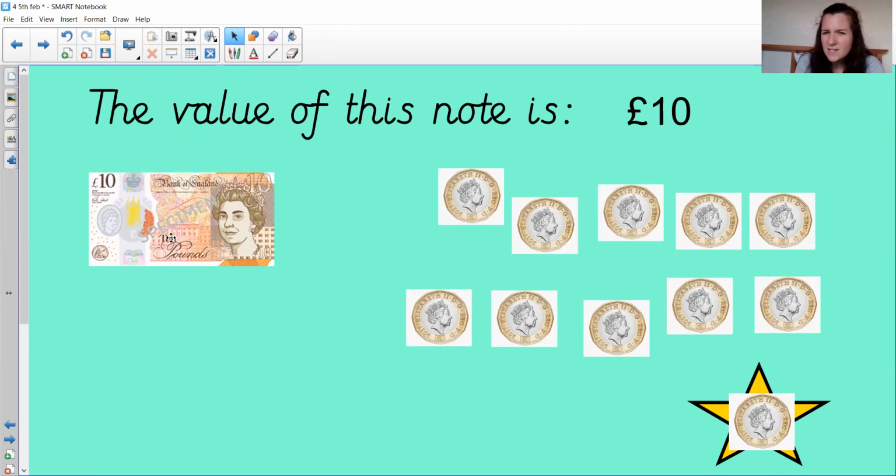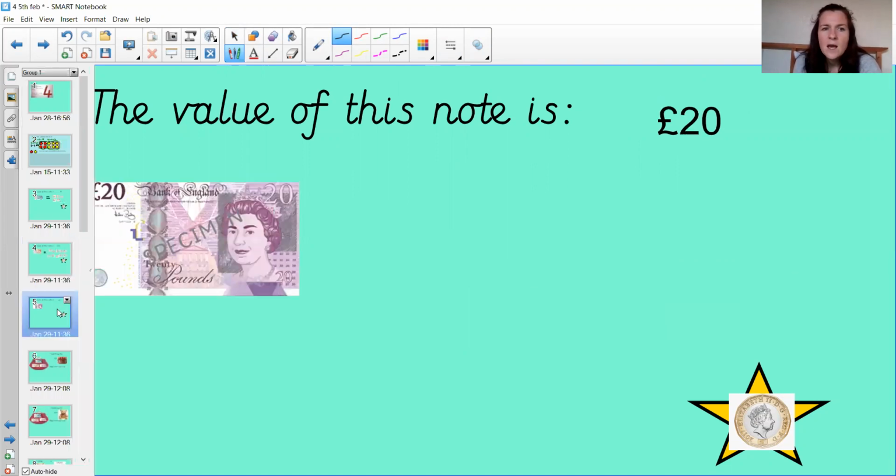Now, do you remember what symbol I put here for the £5 note to show that my £10 note is the same value as my £10 coins? Talk to your grown-up or talk to the person next to you. Well done. Hopefully you remembered that the symbol I used was the equal sign, which just reminds us that the £10 note is equal value to the £10 coins. And up here is how we write £10 with a very special sign there. Okay, the pound sign.